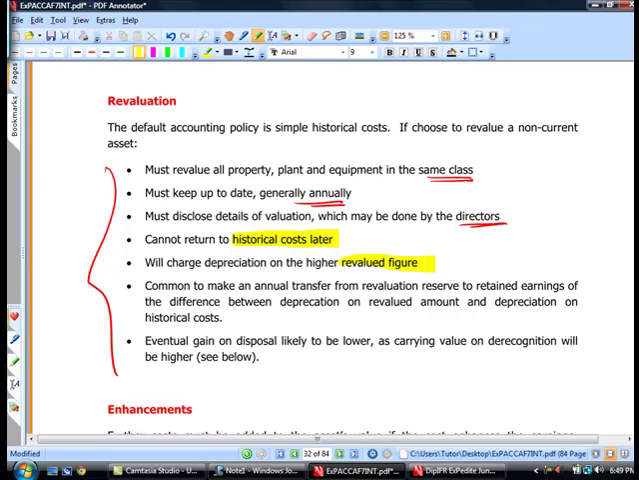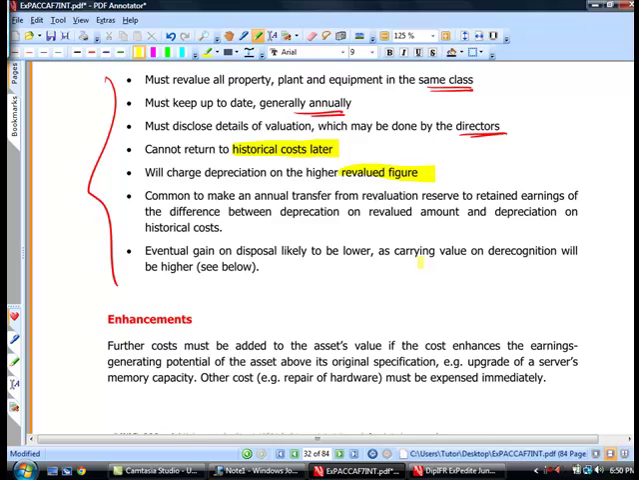And sometimes it's common to make an annual transfer from the revaluation reserve to retained earnings of the difference between depreciation on the revalued amount and depreciation that is charged on historical cost. We talk about this transfer when we present a statement of changes in equity. And any gain on disposal is likely to be lower, since it will be computed as the difference between the selling price and the revalued amount.